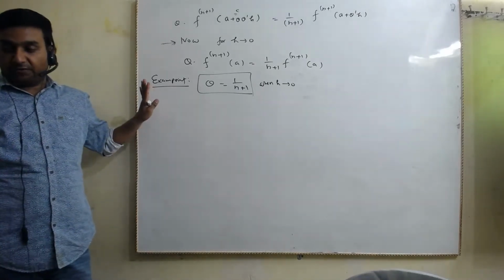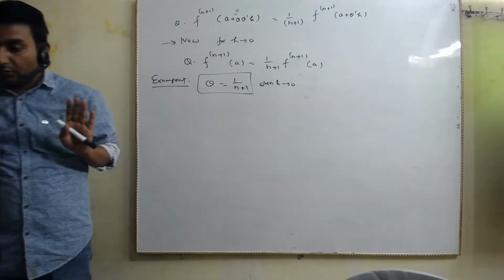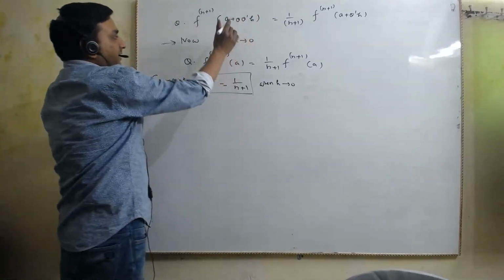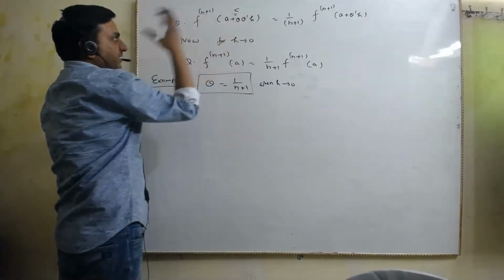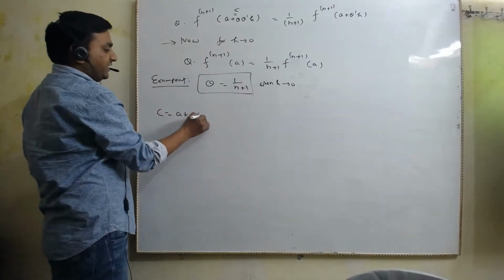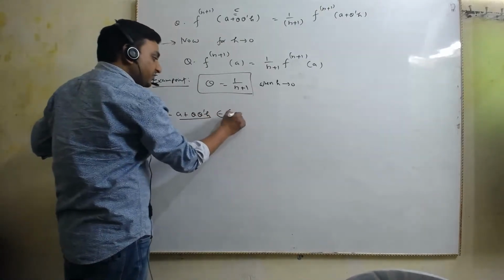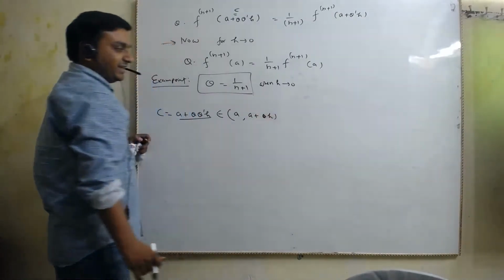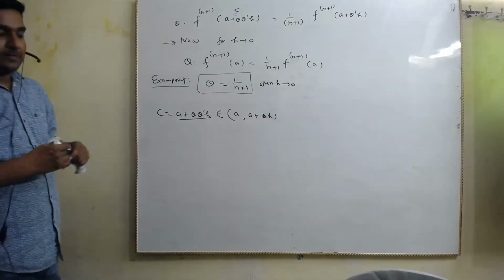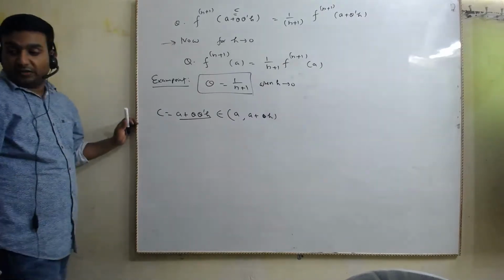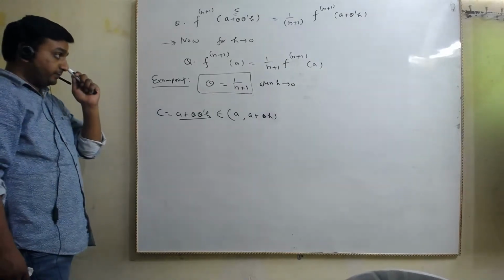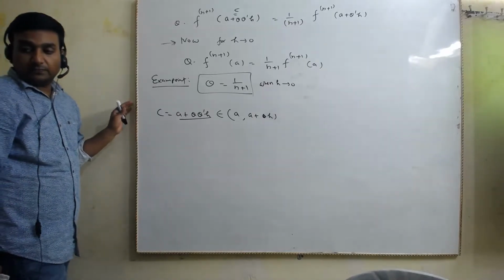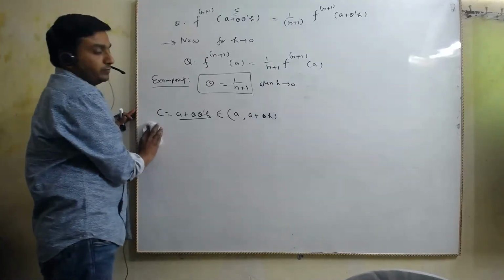Is that done? Sundaram, are you getting the points? I said I will get a point that I represented by C. C equals A plus theta into theta dash H. This is just a point between A to A plus theta H. Okay. शिवू अभी क्लियर है? Is that clear now? Okay.